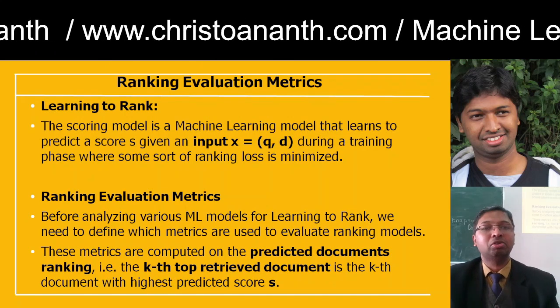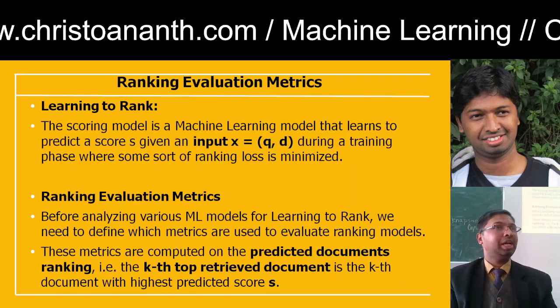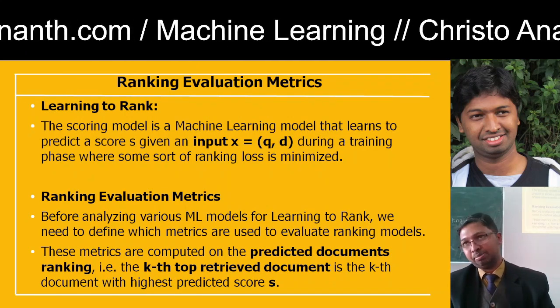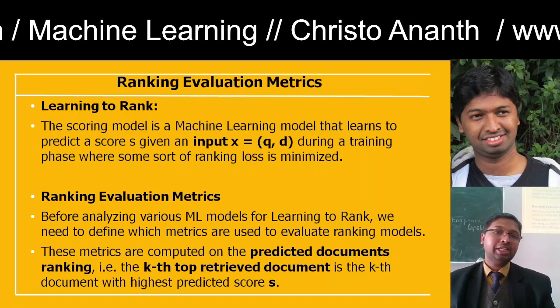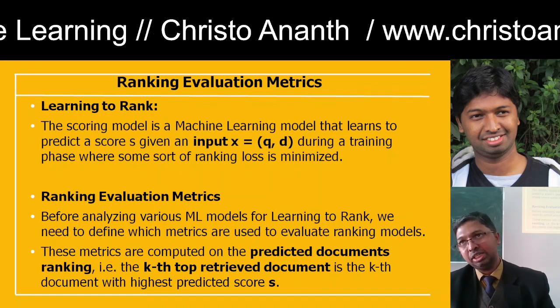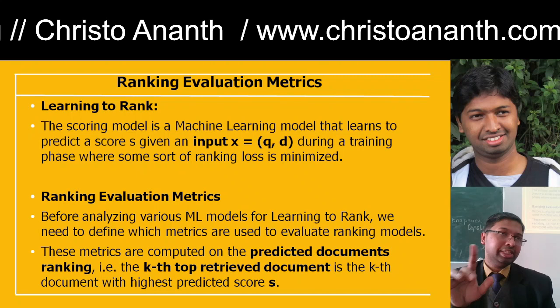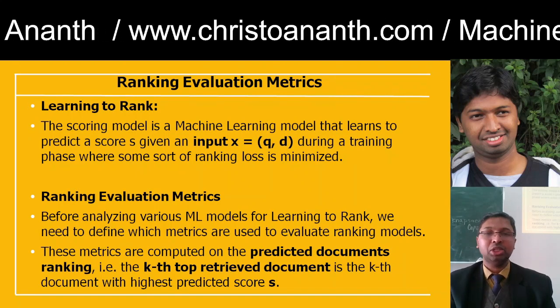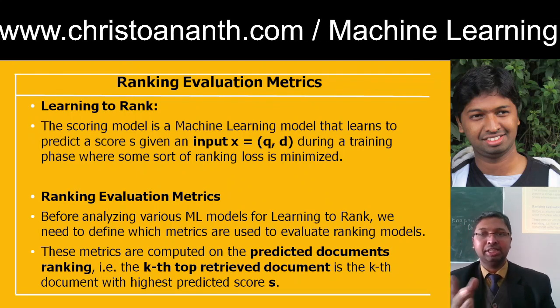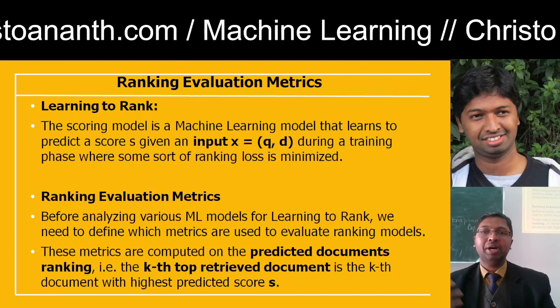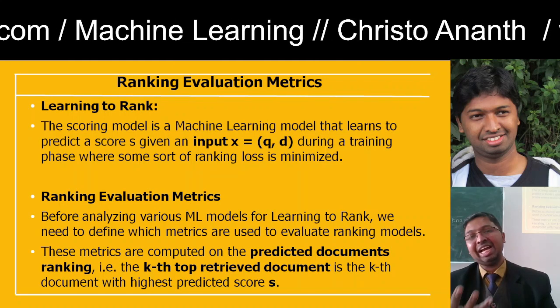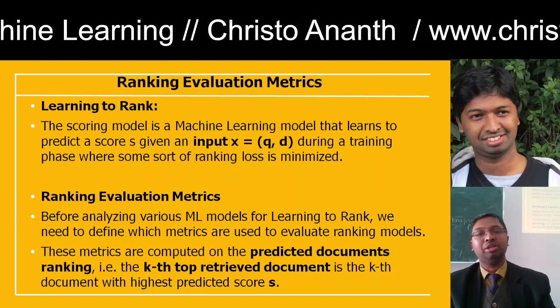So this is about learning to rank. We will have the scoring model, which is an ML model, a machine learning model, that you will train to predict a score. Here the input x is nothing but q comma d, the query and the document. Where the ranking loss is what you can actually minimize.